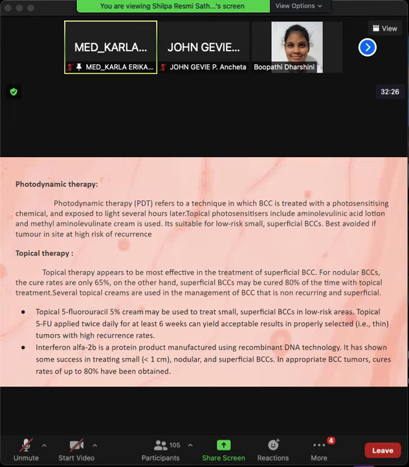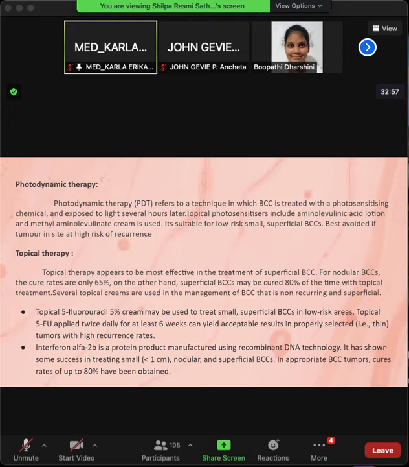Next is photodynamic therapy. PDT refers to the technique in which BCC is treated with a photosensitizing chemical and exposed to light several hours later. Topical photosensitizers include aminolevulinic acid lotion and methyl aminolevulinate cream. It is suitable for low risk small superficial BCC. Best avoided if the tumor is in a site at high risk of recurrence.